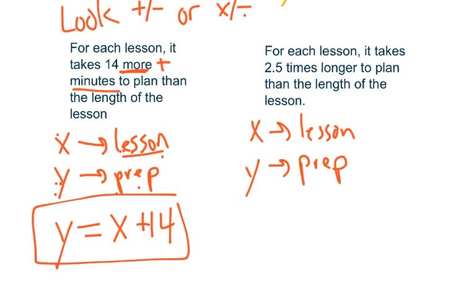Now here it says for each lesson it takes 2.5 times longer. Well, times pretty much means multiplication. So we have y equals 2.5x.